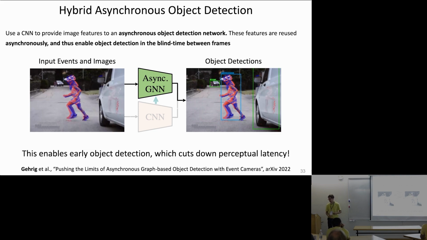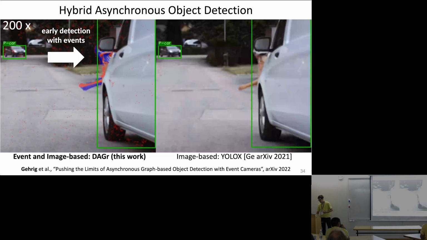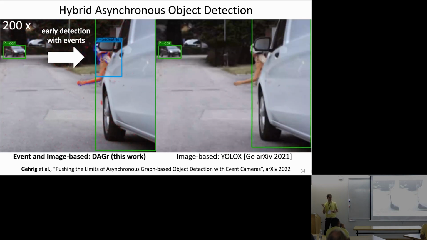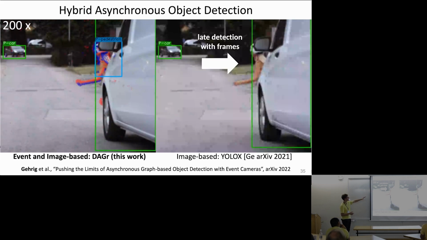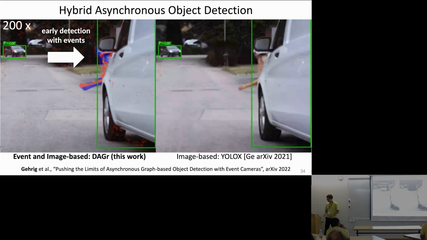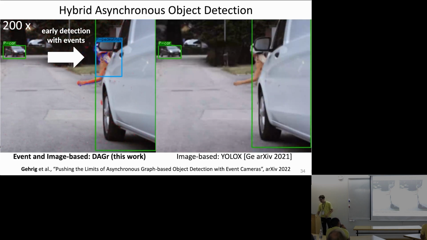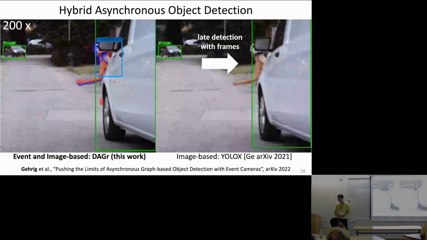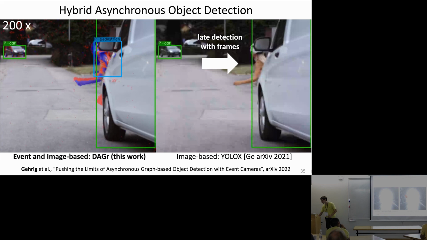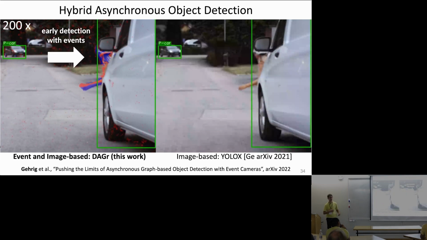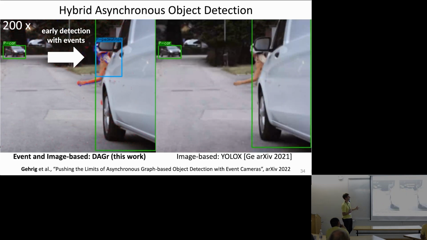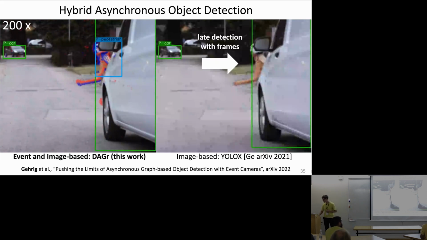So let me show you an example of this. Here we see a pedestrian running onto the street. And we can see that with the few events and the image that is provided, we can already detect the pedestrian reliably. Whereas the one that relies on the frames still needs to wait maybe for additional frames to see this pedestrian. And this means that we can react much faster than if we had a purely frame-based method to detect pedestrians.